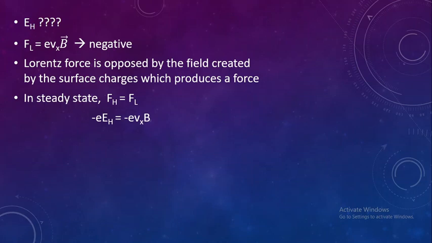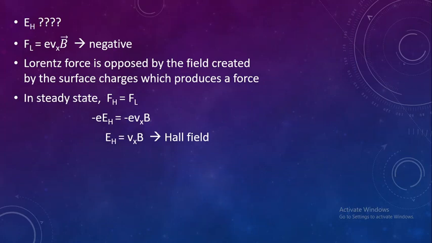FH is nothing but Hall force, which can be just said as the force experienced by an electron in the Hall field. That's why we can write just as minus e into EH, and Lorentz force is defined. So minus and minus and charge of the electron are going to cancel out. We get the Hall field as EH is equals to Vx into B.